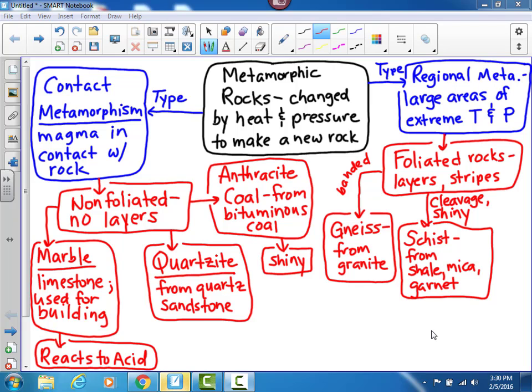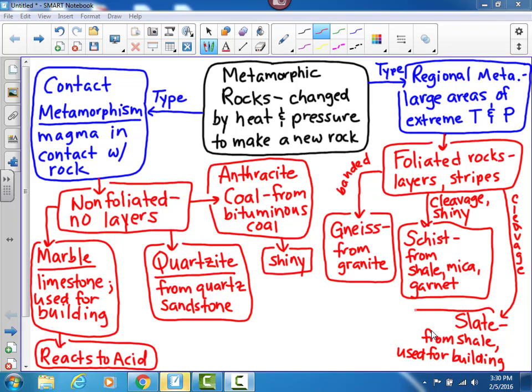And then we've got one more on the foliated side. That one also has cleavage, meaning it has flat surfaces that break easily. And that one is slate. Slate comes from shale. And it is also used for building purposes. Things like tiles, even things like chalkboards, and the base for pool tables are typically made of slate. Hopefully this will help you recognize your rocks in your lab tomorrow.